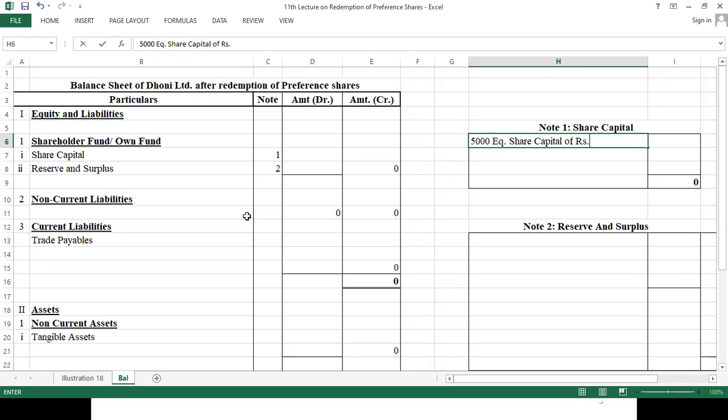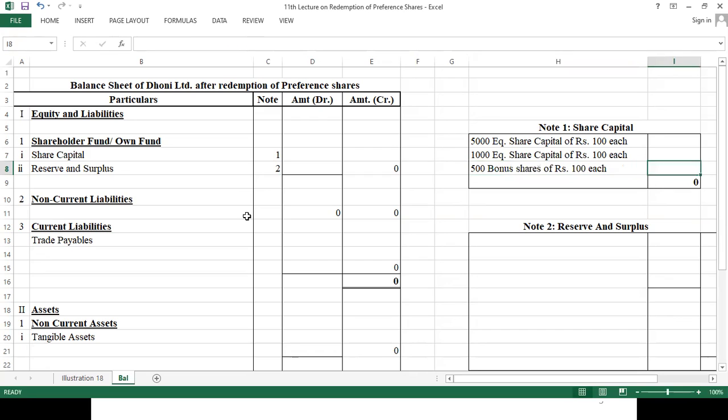of rupees 100 each. Okay, this is already there on 31st December, or I should say before the redemption took place. After that, we have issued 1,000 equity shares for the purpose of redemption of preference shares. Then we have issued 500 bonus shares. Okay, that is also an equity share, so I can write bonus shares of rupees 100 each.